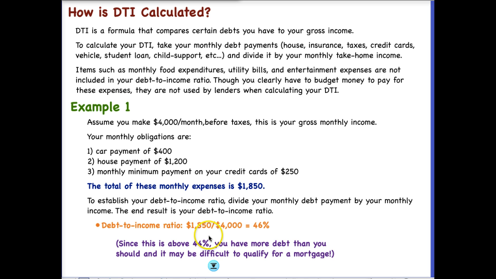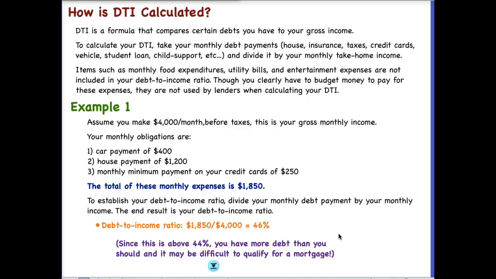So we would divide 1,850 by 4,000. We would get 46%. So what does that mean? That means you pay 46% of your income to your debt. Now remember, this is a percent that is above 44%. And the more debt you have, the less likely you are to qualify for a mortgage.